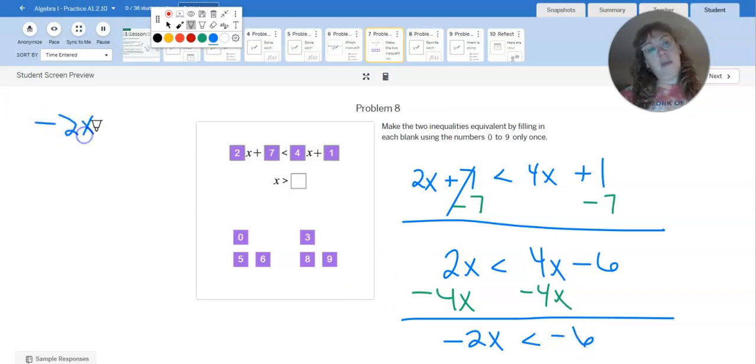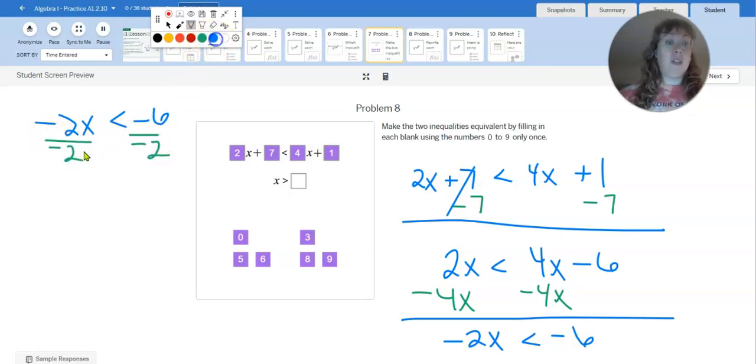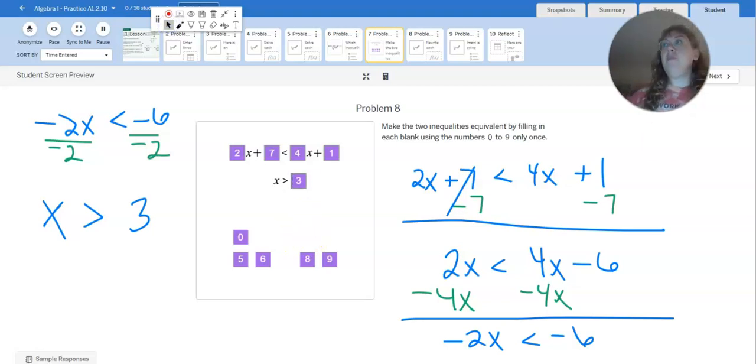So I'm just going to bring this up here. And our last step would be to divide by a negative 2, which is of course going to flip that sign to get x is greater than 3. Yay, which is a number we haven't used. So this is one option. There's many more that you could find throughout this problem. So experiment, have fun, and play around, and then push to slide 8.